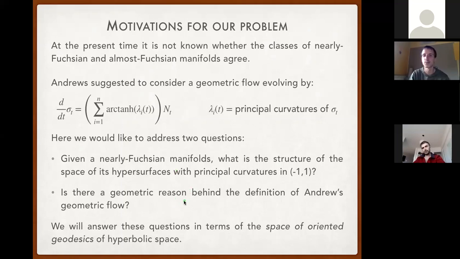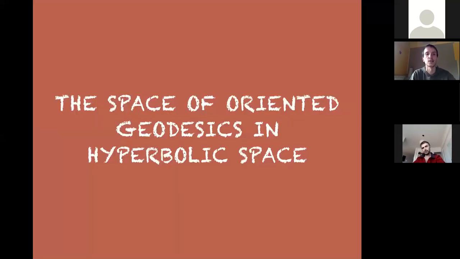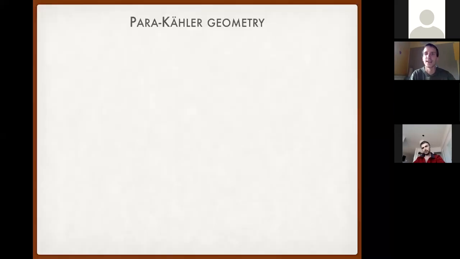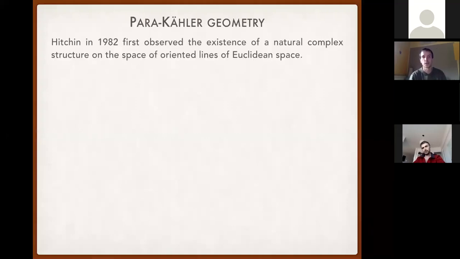The way I try to answer these two very vague questions is by looking at the space of oriented geodesics in hyperbolic space. This will be the main playground for our talk today. Okay. Sorry for these chapter titles, which look like a Tarantino movie. Anyway, I will discuss the para-Kähler geometry of the space of oriented geodesics.